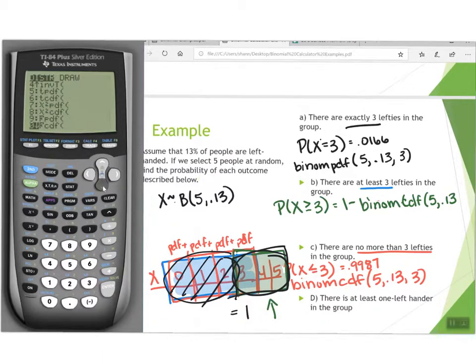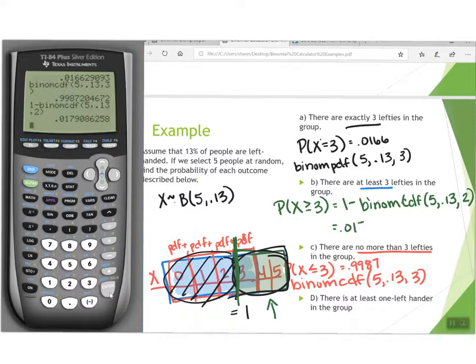Again, binomial CDF, because you want to calculate all of those PDFs that are in front of us. So you're just going to use the CDF to do it one time. And so N is 5. Your P is still 0.13. This time your X is going to be 2. And notice it's 2 because you're not including the 3. At least 3 means 3, 4, and 5. We need to take away who then? 0, 1, and 2. So we're going to go up to that number we're taking away, which is 2. You press enter, and you get this right here, 0.0179.